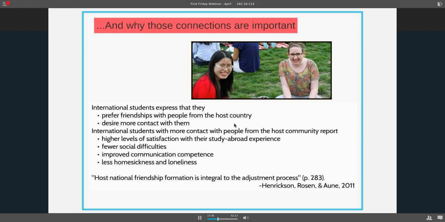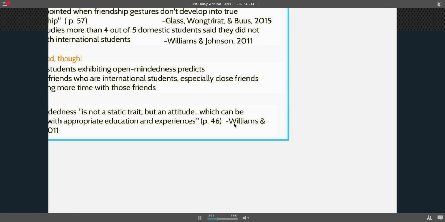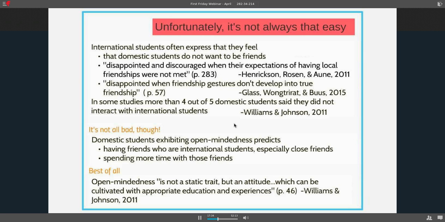So really, the adjustment process can't happen without these friendships. Unfortunately, we know that it's not so easy. International students often express that they feel that domestic students don't want to be friends. As you can see, multiple studies use the words disappointed, discouraged. They had expectations of local friendships. They weren't met. They made overtures of friendship, and then those didn't develop into what they felt were true friendships.